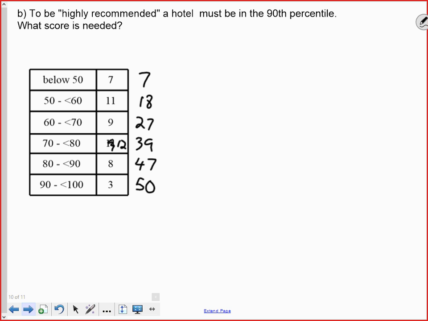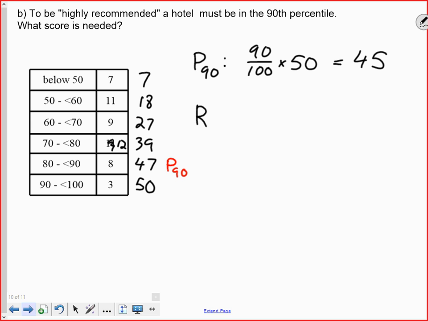If we want to have the 90th percentile, we want 90% of those 50 data points. So we want to accumulate 45 data values. So how far do we have to go to accumulate 45? Well, P90 is going to be in this interval right here, because by the end of it, we've got 47 data points and we need 45 of them.